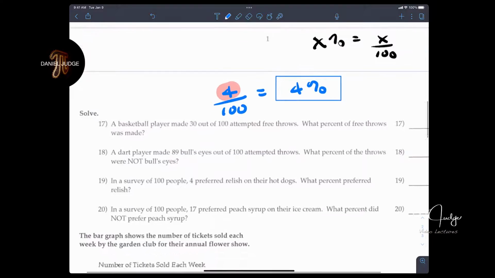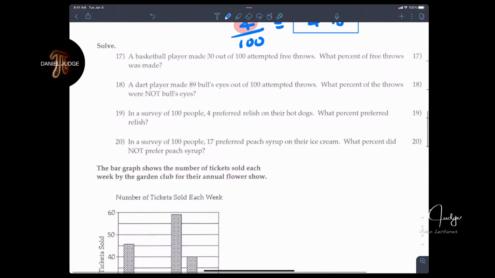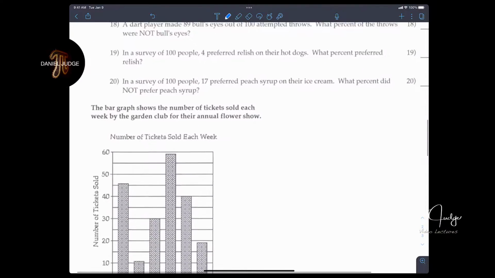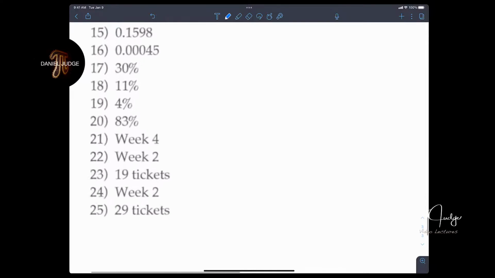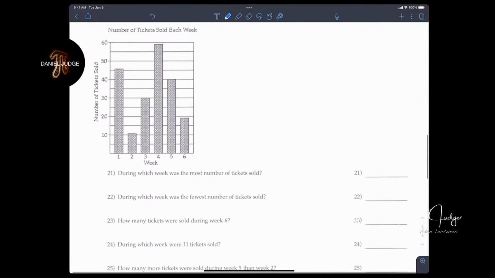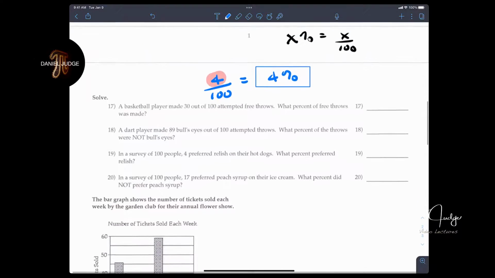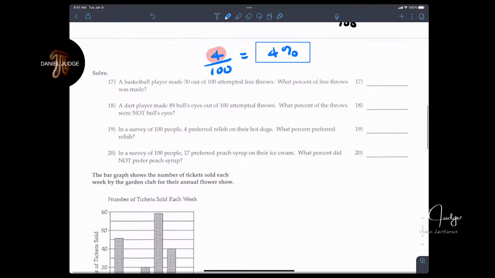X percent, 4%. Okay. What preferred relish? 4% of the survey preferred relish. So 19 is 4%. There you go. Preferred relish. Interesting. Okay.